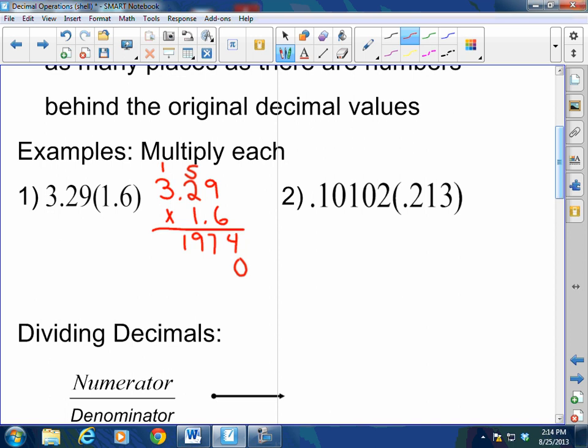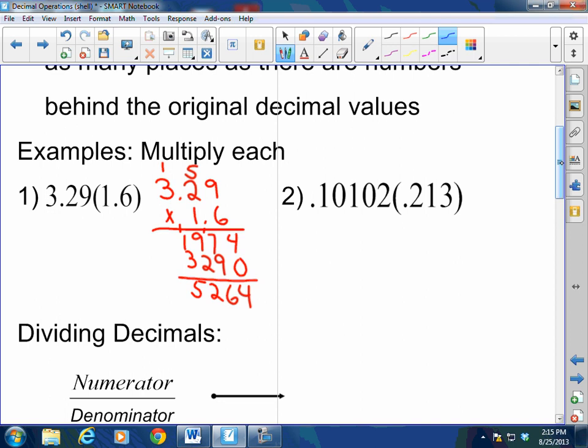Now I'm starting on the tens place. That's why I'm starting on the tens place here on my answer. 1 times 9 is 9. 1 times 2 is 2. And then I have 3. I've got 4. 16. Carry the 1. That's 10. Plus 2 is 12. Carry the 1. 4, 5. Okay, now I have my product.